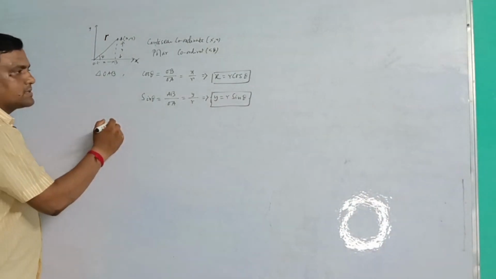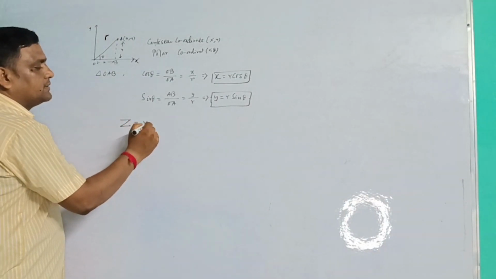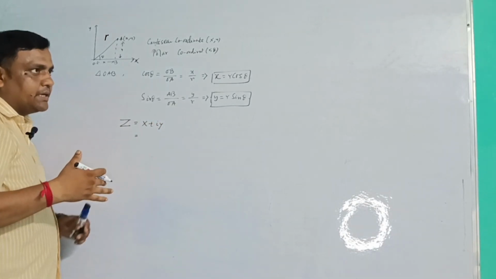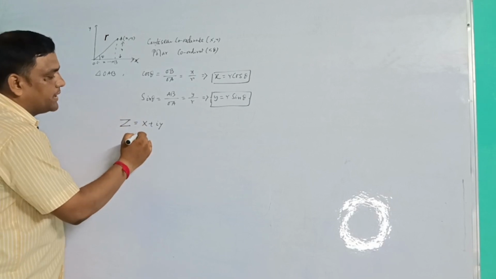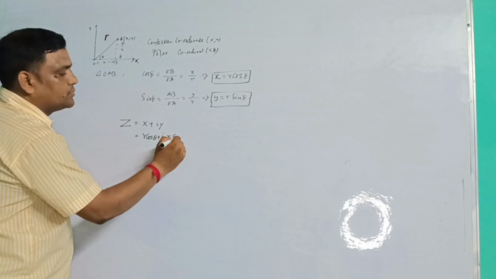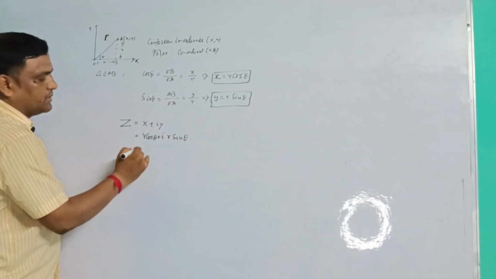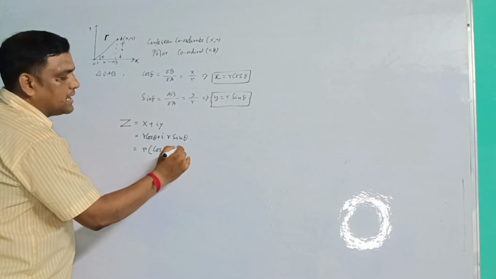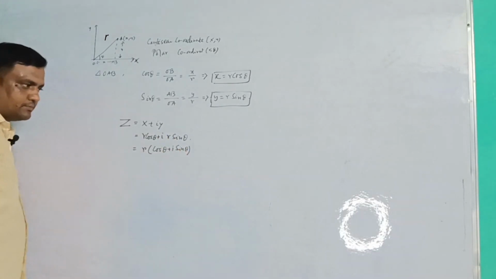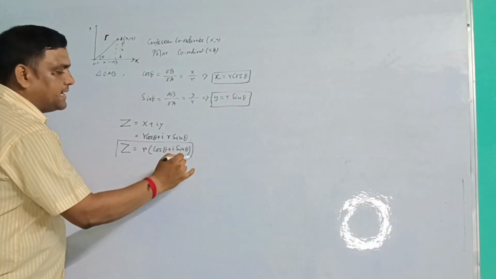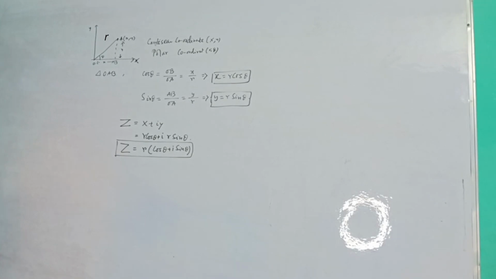Now, a complex number in Cartesian coordinates x plus iy, if we want to represent it in a polar coordinate system, we can put x equal to r cos theta plus i into r sin theta. So this is equal to r into cos theta plus i sin theta. So this is the representation of a complex number in a polar coordinate system.